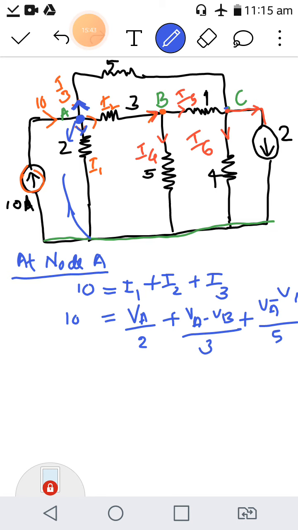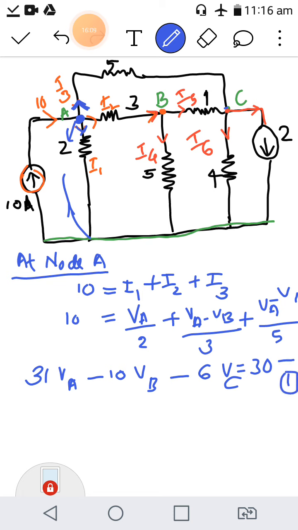Okay, so take the LCM and solve. I think you will get like this. I don't know whether it's correct, you have to check. 31 VA minus 10 VB minus 6 VC is equal to 300. Or 30, 300 or something. Let this be the equation number 1.